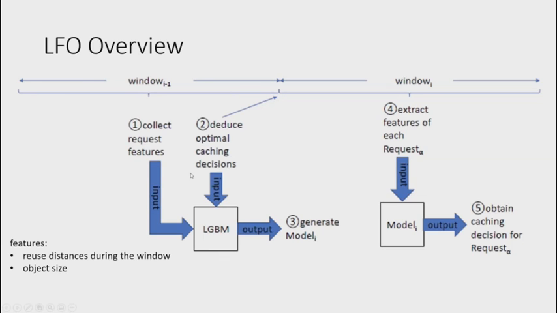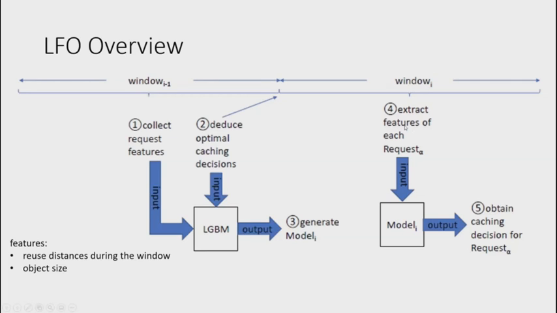With the request features and the best decision that LFO could have made, LFO feeds these two pieces of information into a library by the name of LGBM, which was developed by Microsoft. This library produces a model. That model contains the mapping between request features and the optimal caching decision that LFO should make in the next window.